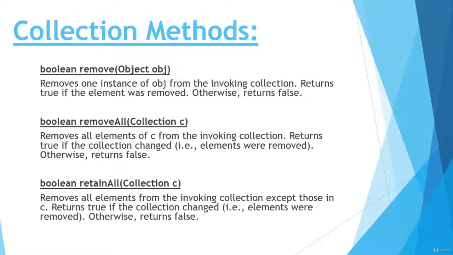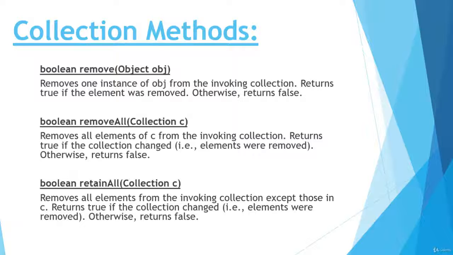Next, we have the remove method, which is a Boolean type method that takes an object. Removes one instance of the object from the invoking collection. Returns true if the element was removed, otherwise returns false. If the object is successfully removed, we get true, otherwise false. After that, we have the removeAll method. Removes all elements of C from the invoking collection. Returns true if the collection changed, meaning elements were removed, otherwise returns false.